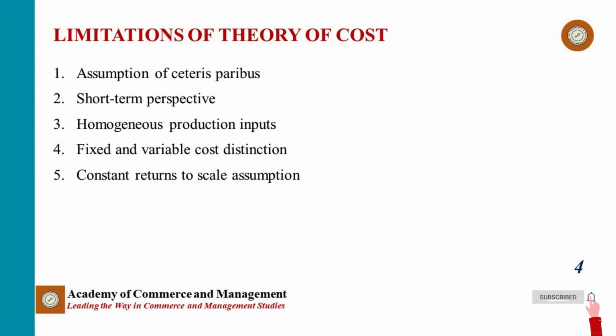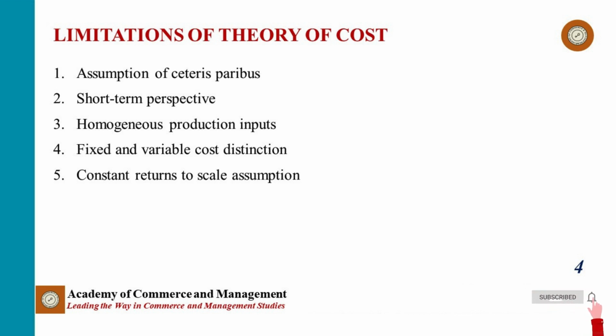The concept of the theory of cost suffers from some limitations. Important among them are, number 1, assumption of ceteris paribus. Many cost theories operate under the assumption of ceteris paribus, meaning all other factors are held constant. In reality, it's challenging to isolate one factor while keeping everything else constant, and changes in various factors can simultaneously affect costs.